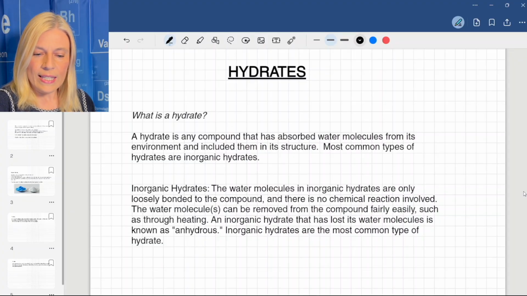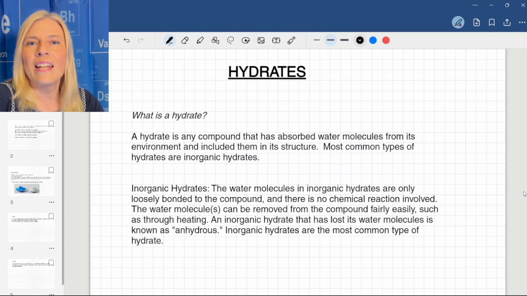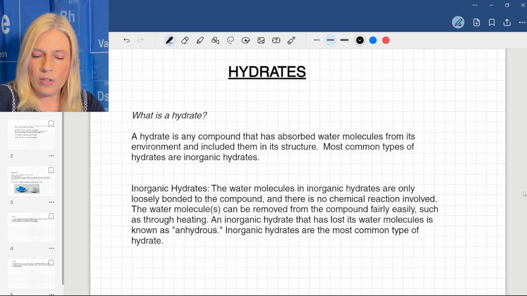So, a hydrate is any compound that has absorbed water molecules from its environment and included them in its structure. The most common types of hydrates are inorganic hydrates. So, what are they? Water molecules in inorganic hydrates are only loosely bonded to the compound. There is no chemical reaction involved. It's very easy to remove these water molecules by heating.